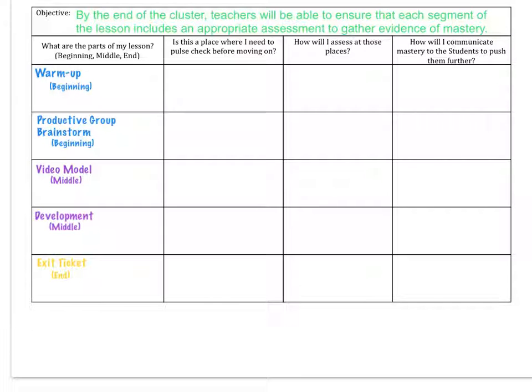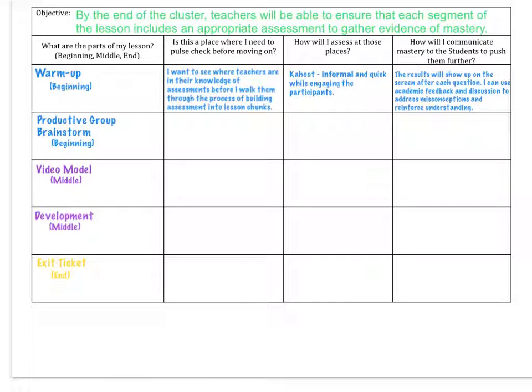So I may not be assessing total mastery at every point in the lesson, but I'm assessing towards mastery throughout the lesson. Alright, so in the warm-up, how am I going to pulse check before moving on? Well, I want to see where the teachers are in their knowledge of assessments before I walk them through the process of building assessments into lesson chunks. So basically, I want to make sure you understand what assessment is before I ask you to use assessment or build it into your lesson.